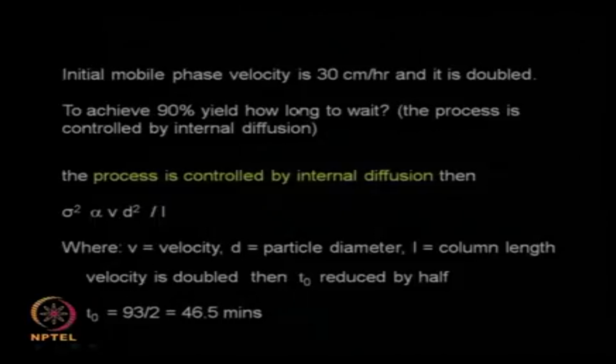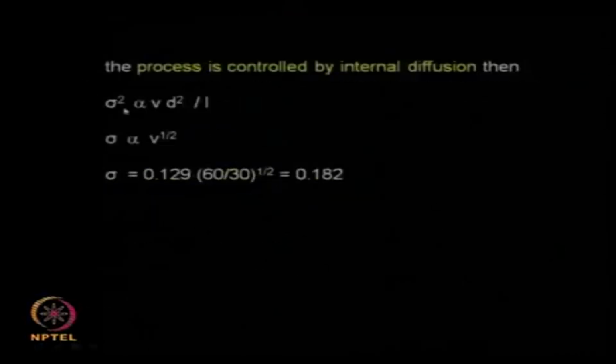Okay. So now I have doubled, so my retention time was originally 93 minutes for 30 centimeter per hour, now I have doubled it, so my retention time becomes half of that, 46.5 minutes. Okay. Now sigma square is proportional to V d square by L, that means sigma is proportional to V raised to the power half. So now originally it was 30 centimeter per hour, now the velocity has become 60 centimeter per hour. So originally my sigma was 0.129, so now the sigma will be 0.182 because sigma is proportional to V raised to the power half, velocity has doubled, so you have to multiply by square root of 2. So your sigma has gone up from 0.129 to 0.182.